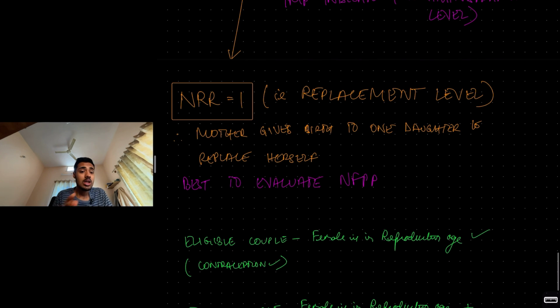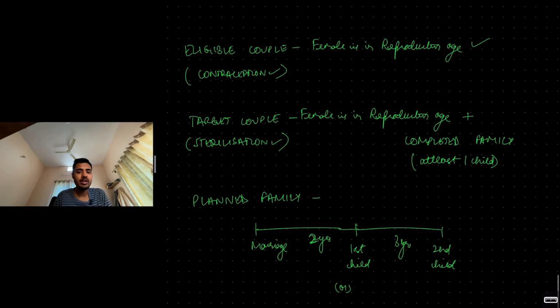This is about fertility. But there are some other definitions. An eligible couple is any couple where the female is in reproductive age. Target couple: female is in reproductive age and has completed her family, at least one child. So, whom will you give contraception to? Eligible couples. Sterilization, a permanent method of contraception, goes to target couples who have already completed their family.